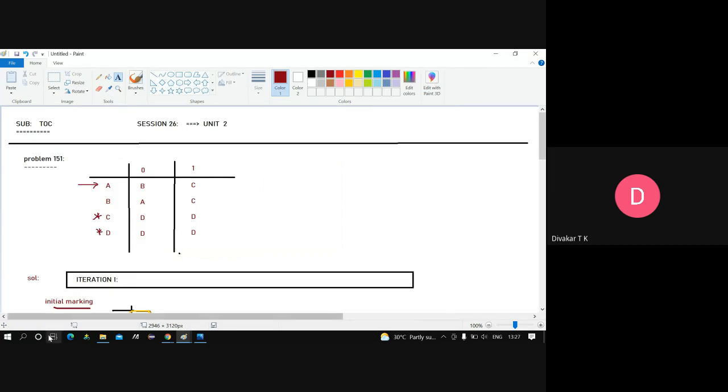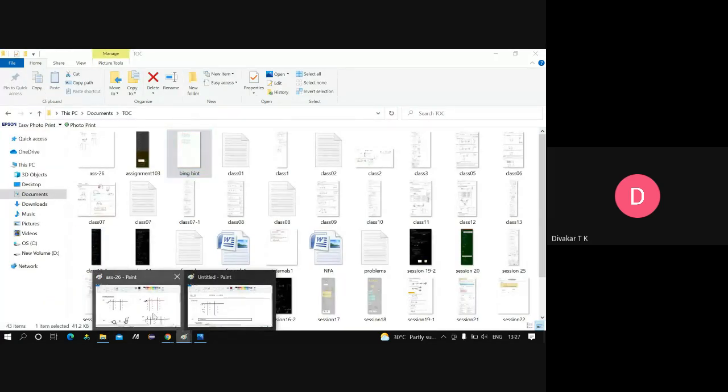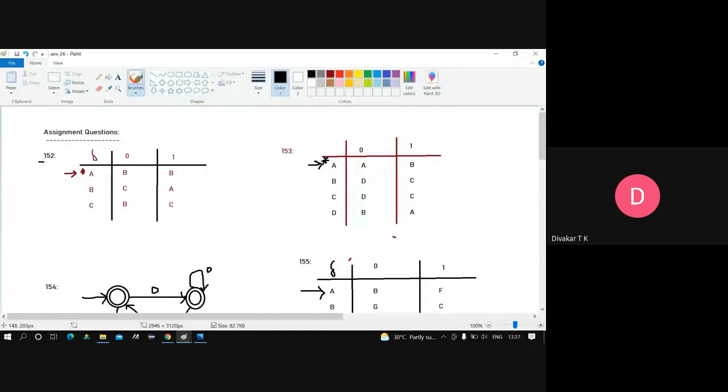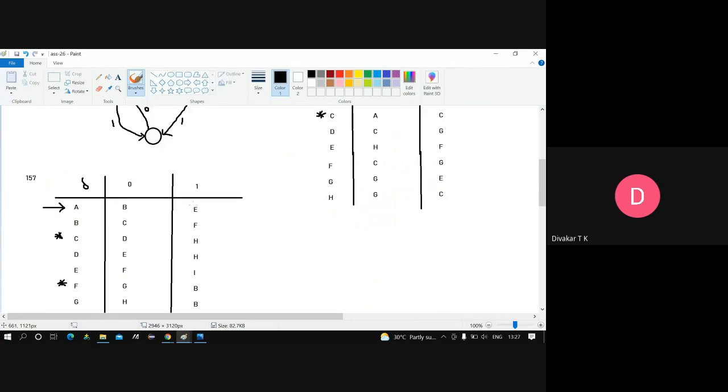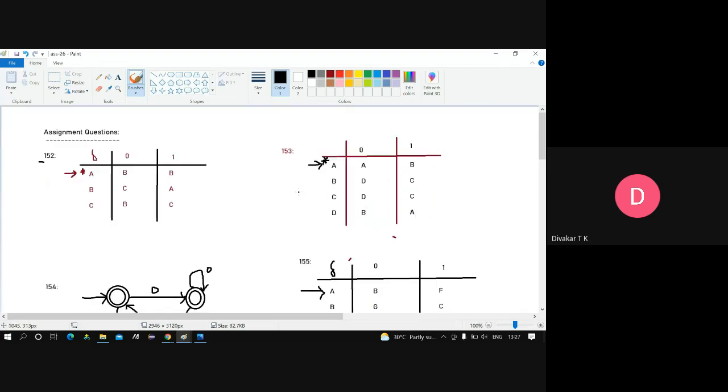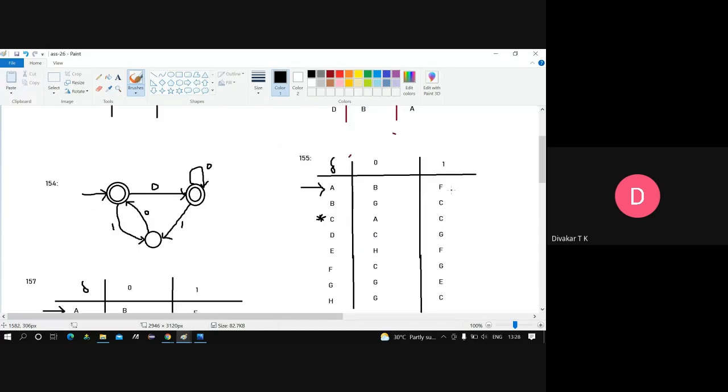So these are some assignment questions written here. Before starting the session, I wrote the assignment problems here: 152, 153, 154, 155, 156. I will do 156, and 157 you take. Take a note of it or take a screenshot of it quickly. Yes, 152, 153 done. Take 154 and 155 quickly.